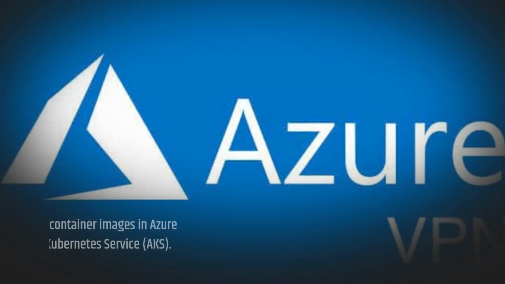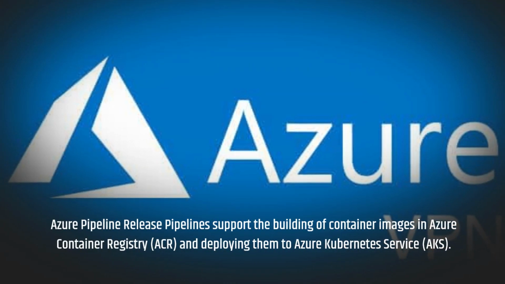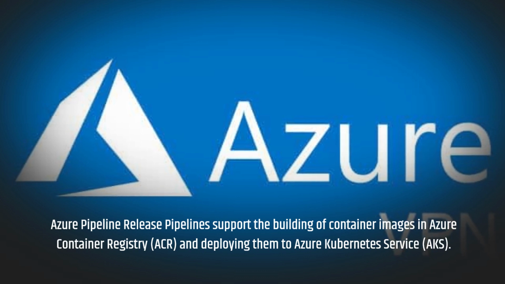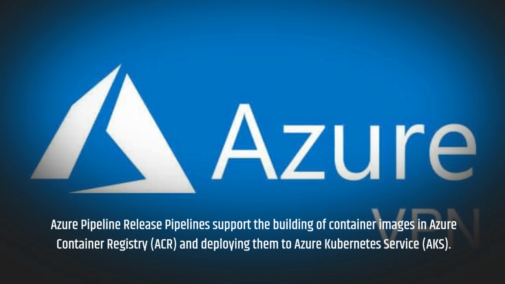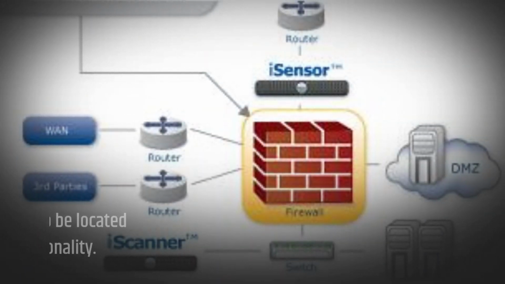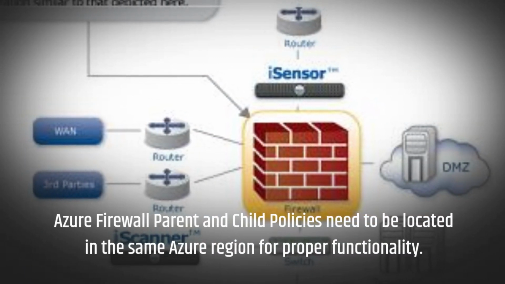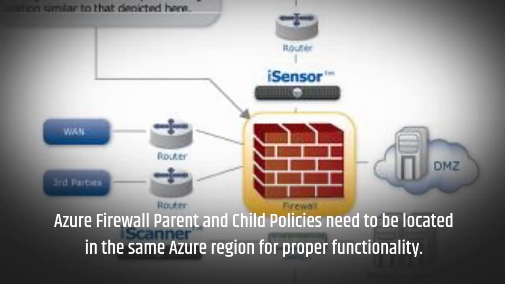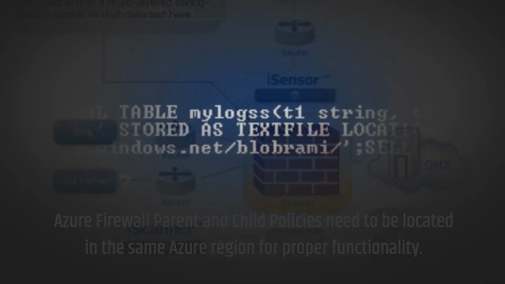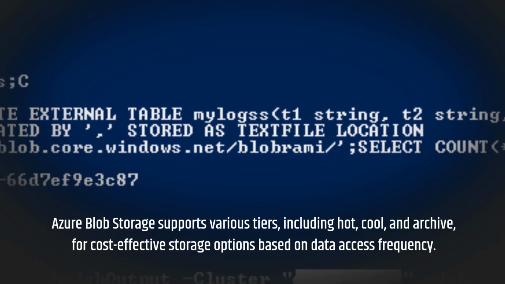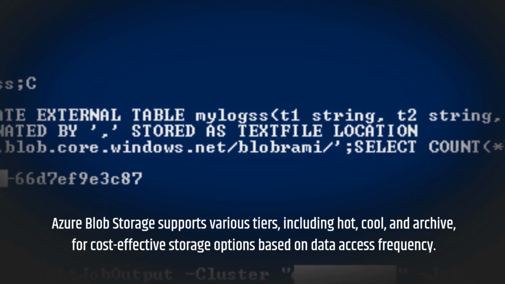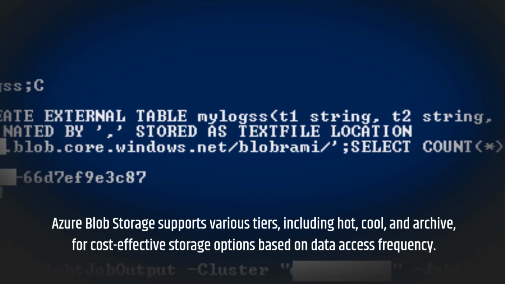Azure Pipeline Release Pipelines support the building of container images in Azure Container Registry, ACR, and deploying them to Azure Kubernetes Service, AKS. Azure Firewall parent and child policies need to be located in the same Azure region for proper functionality. Azure Blob Storage supports various tiers, including hot, cool, and archive, for cost-effective storage options based on data access frequency.